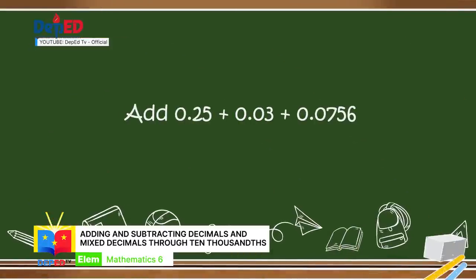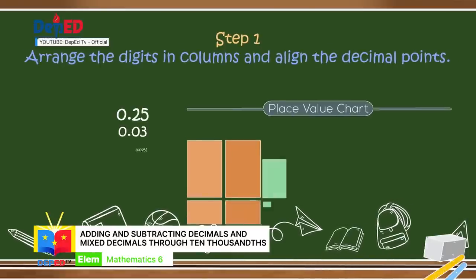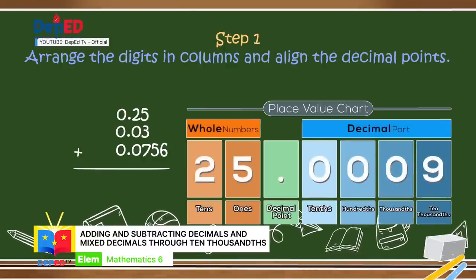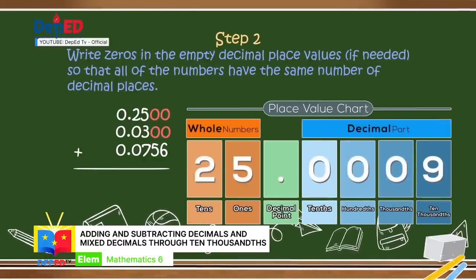Example number 1. Add 25 hundredths to 3 hundredths and to 756 ten thousandths. To add decimal numbers, step 1. Arrange the digits in columns and align the decimal points. Step 2. Write zeros in the empty decimal place values, if needed, so that all of the numbers have the same number of decimal places.